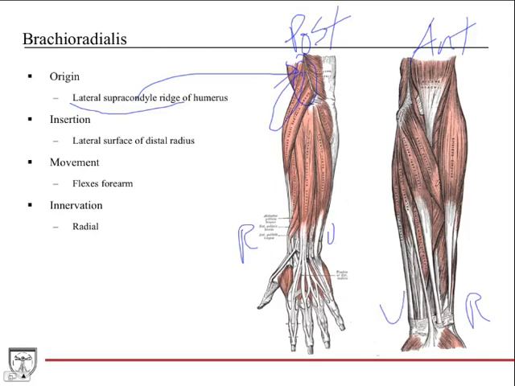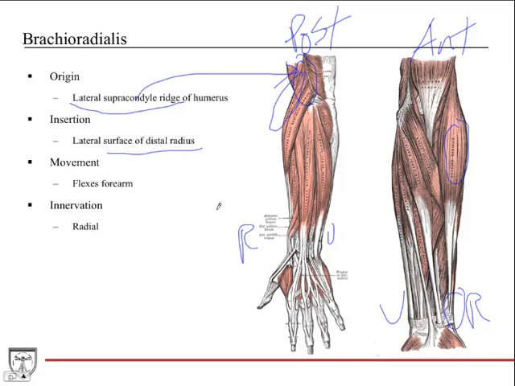This is posterior view, anterior view. Here's your brachioradialis here after it's wrapped around the elbow joint, and then it goes down and attaches distally onto the lateral surface of the distal radius. So down here. Now its movement, it doesn't cross the wrist joint.